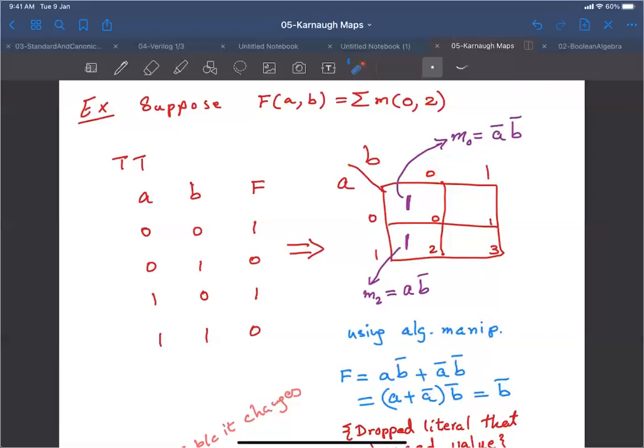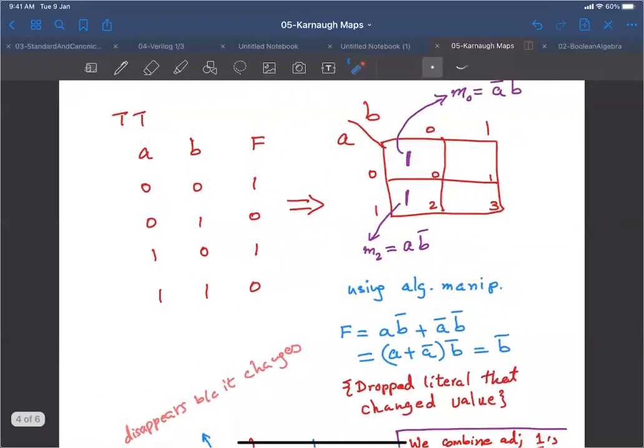Because A is really changing between these two ones here. So it is changing from a complement to A. And this allows me to take common factor B complement, and this will result in a 1 after I take the common factor.